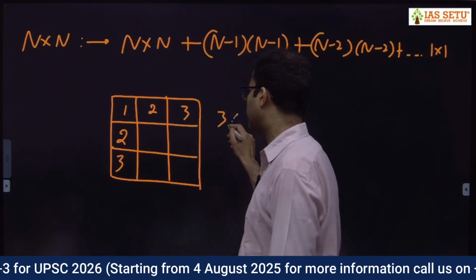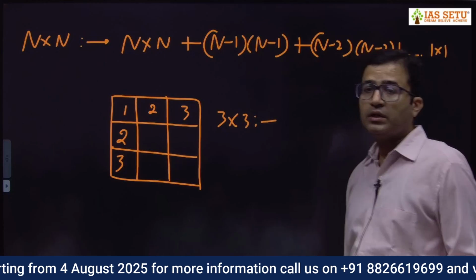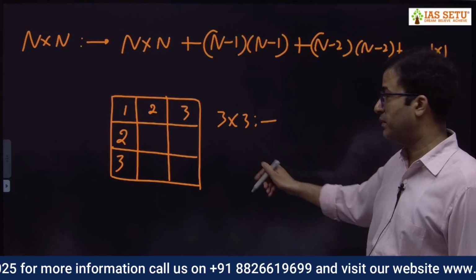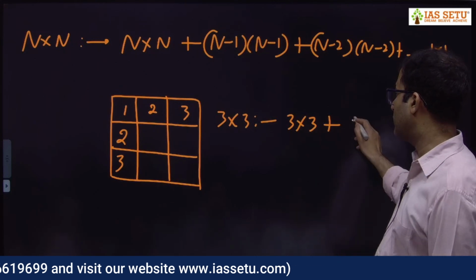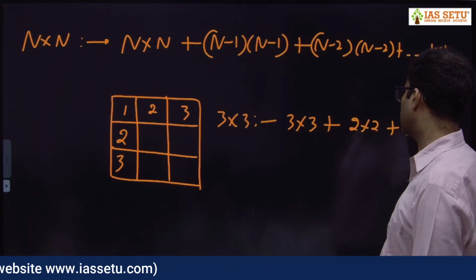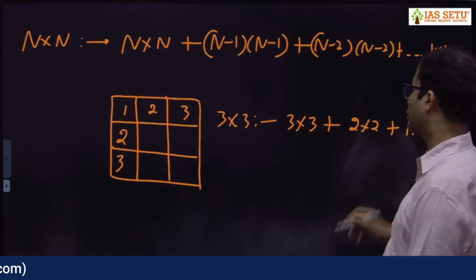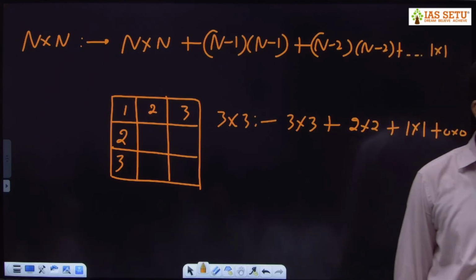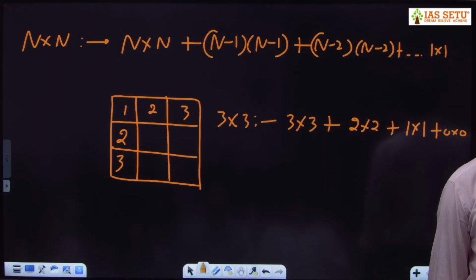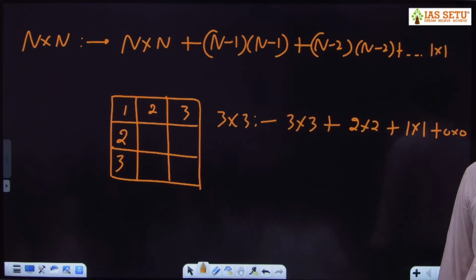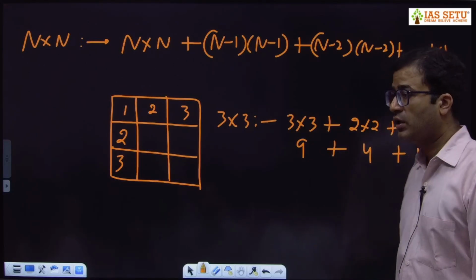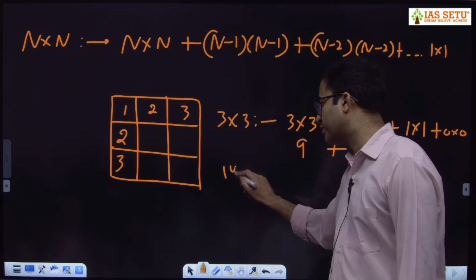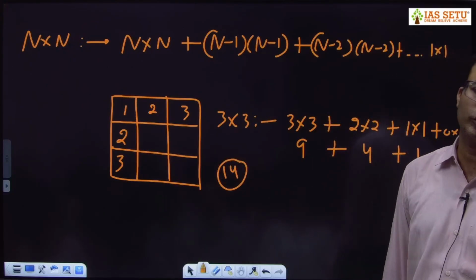This is a 3 by 3 figure. Step number 2, we start with the given number. 3 into 3 plus, subtract 1, 2 into 2 plus 1 into 1 plus 0 into 0. You start with 3 into 3, then keep reducing: 2 into 2, 1 into 1, 0 into 0. The moment you get 0 into 0, stop. So this is 9 plus 4 plus 1. So you have 13 plus 1, 14. In this given figure, we have 14 squares.